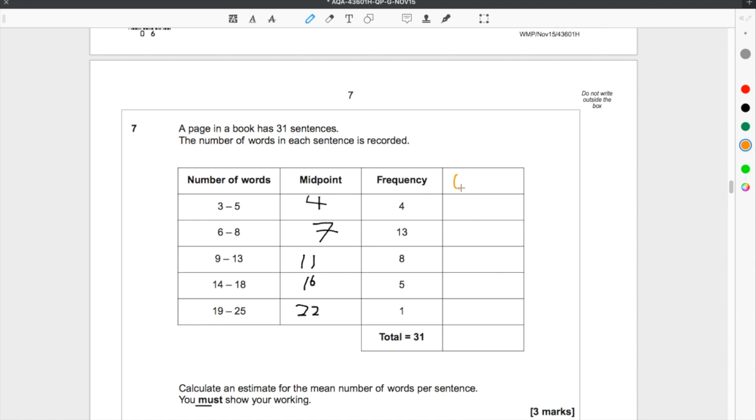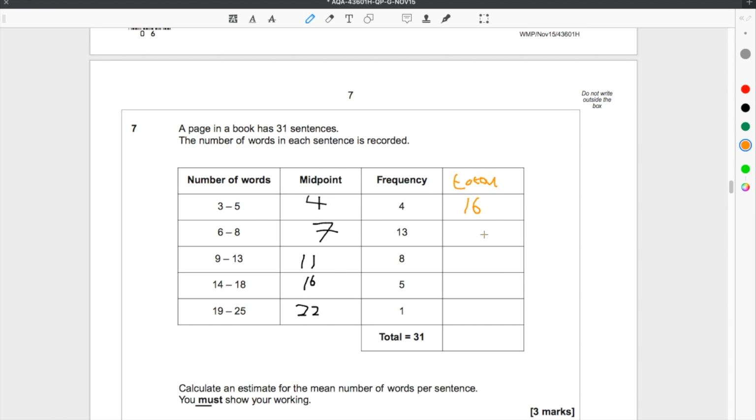And this is what we would label the total. And all we do here is we calculate the midpoint multiplied by the frequency for each row. So starting at the first row, 4 multiplied by 4 is 16. And it's worth noting that every type of question in this structure will always be the same for every exam, and these appear quite regularly. All we do is find the midpoint and multiply it by the frequency.